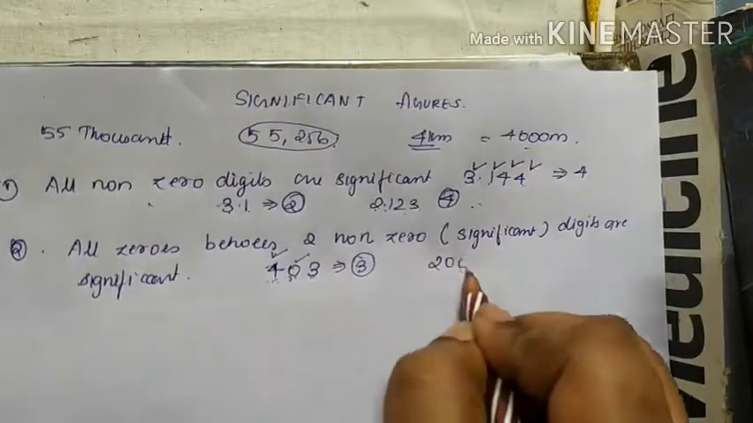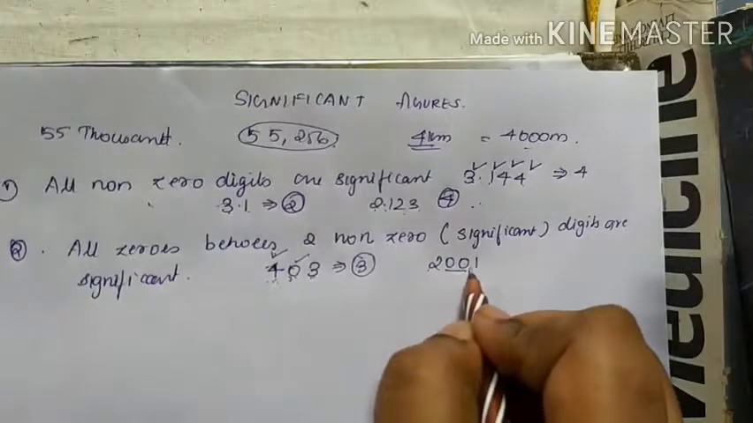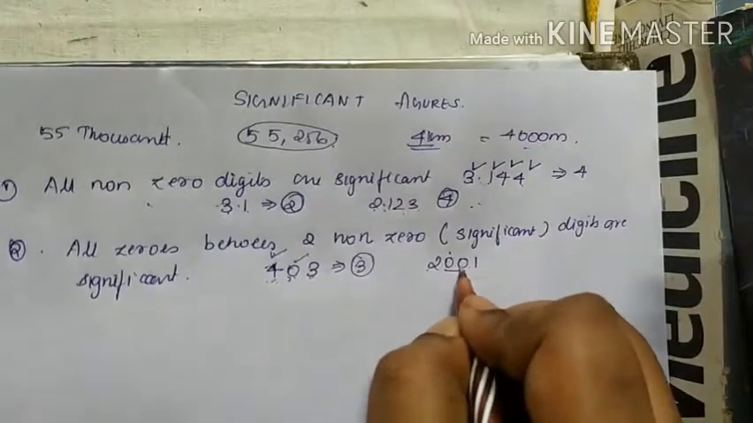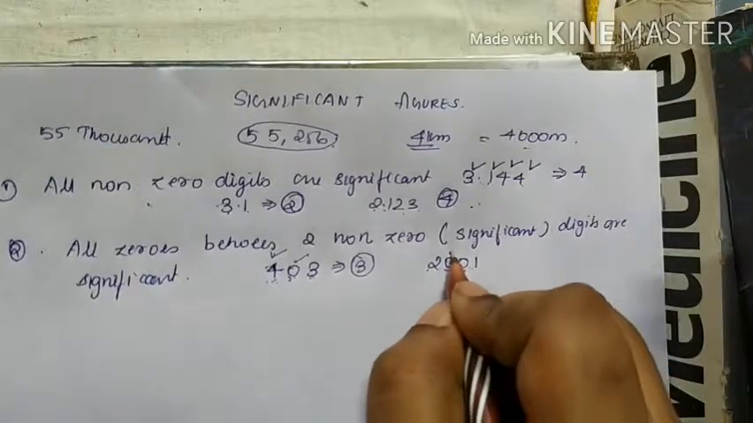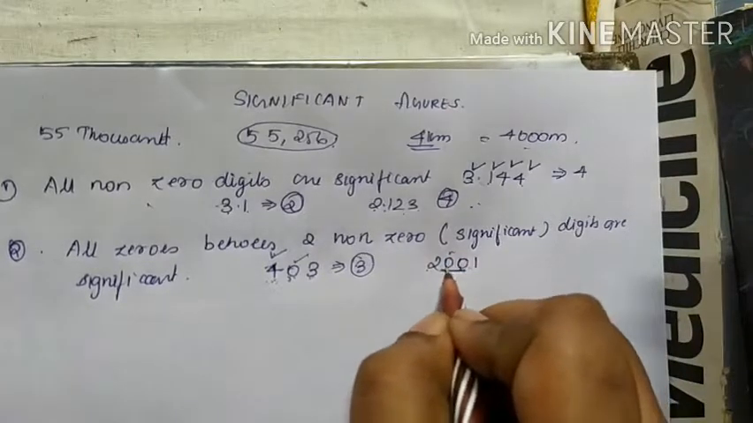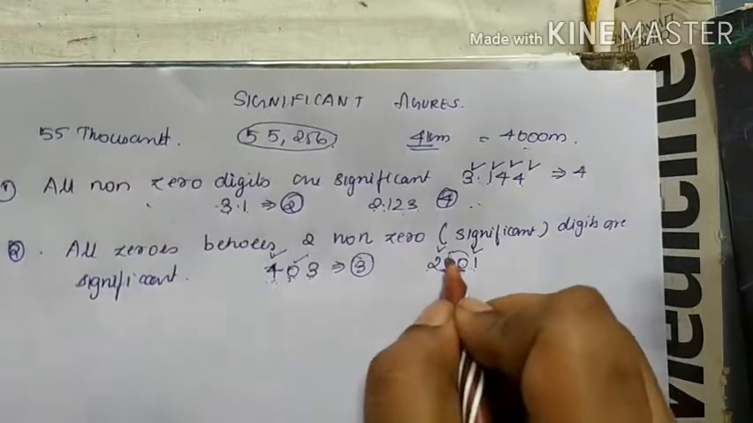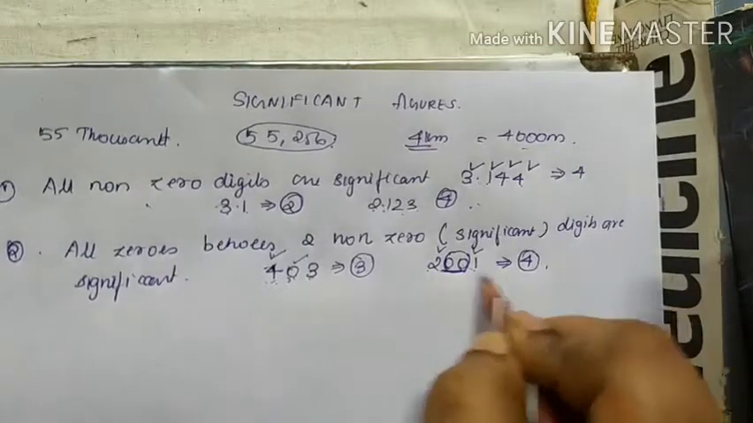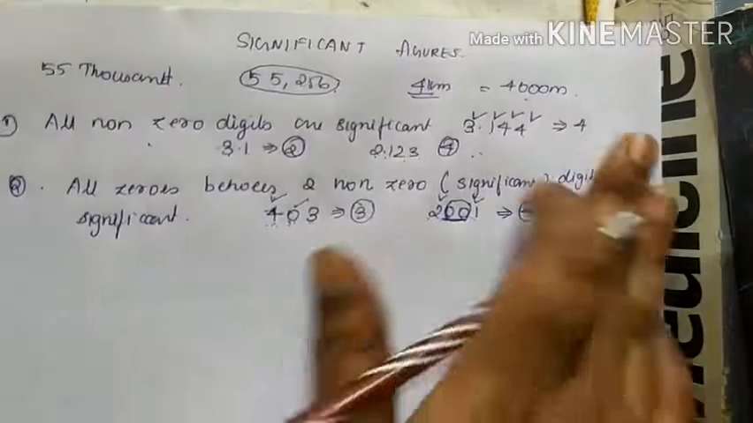Now similarly 2001. If you have confusion about whether this 0 is between this and this, and whether it is significant or not, we'll take the two zeros as a package. Both these zeros are between two significant figures, 2 and 1, so these double zeros are also significant. So this entire number has 4 significant figures. Easy, right? So those two rules are very easy.